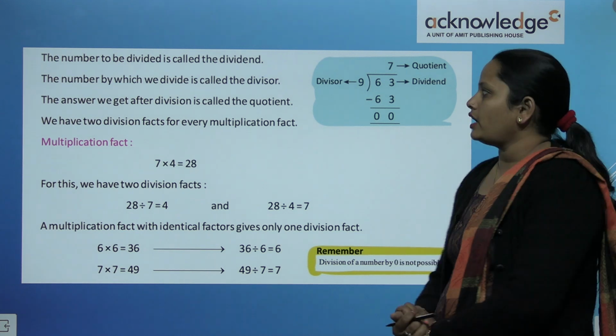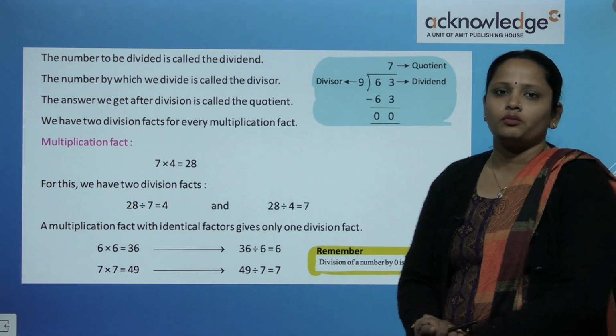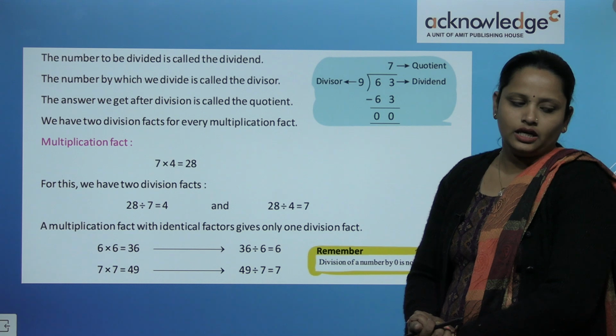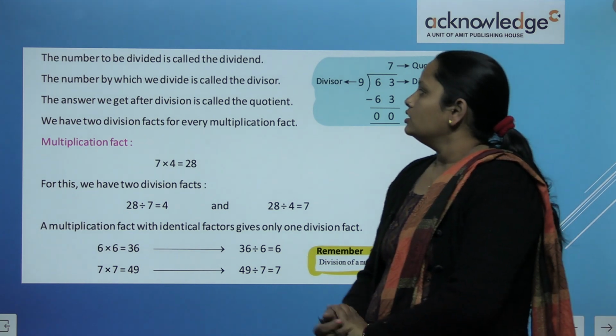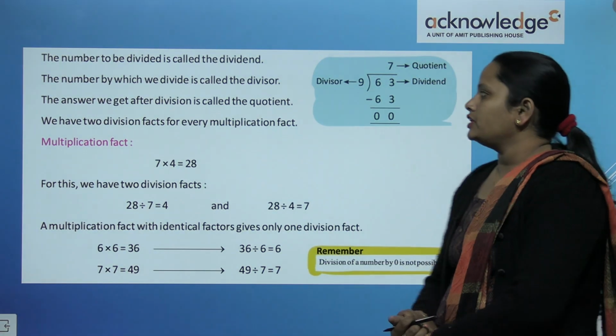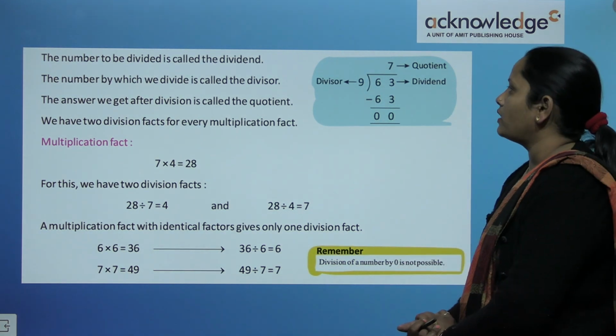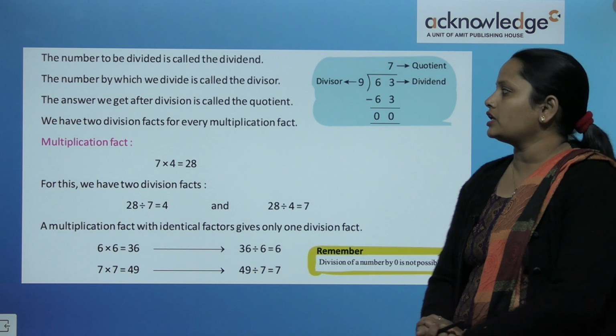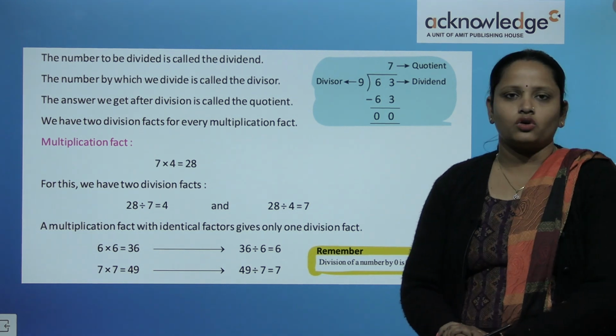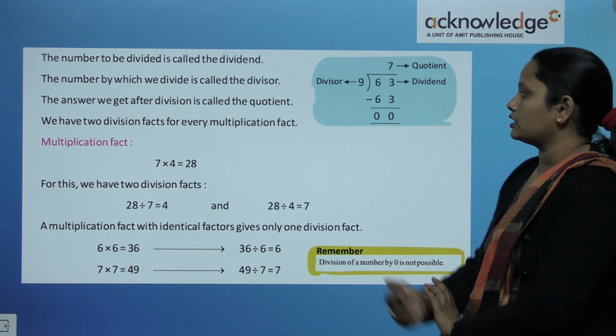The number to be divided is called the dividend. जिस number को हम divide करते हैं उसे हम क्या कहते हैं? Dividend कहते हैं. The number by which we divide is called the divisor. जिस number से divide करना है उसे हम divisor कहते हैं. The answer we get after division is called quotient. और जो answer हमें मिलता है उसे हम quotient कहते हैं.